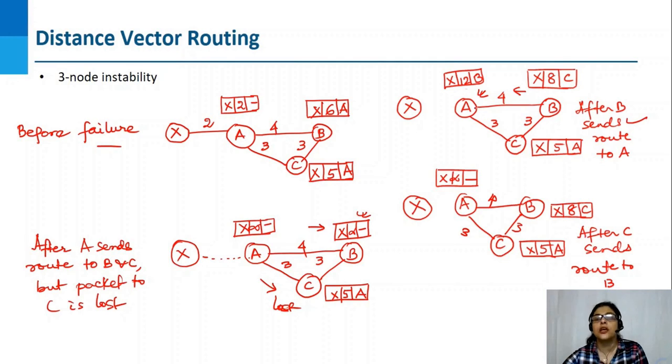In this fashion, the messages revolve around three nodes, and after a certain interval of time, all the nodes have their cost as infinite to reach X. So this is known as three-node instability.